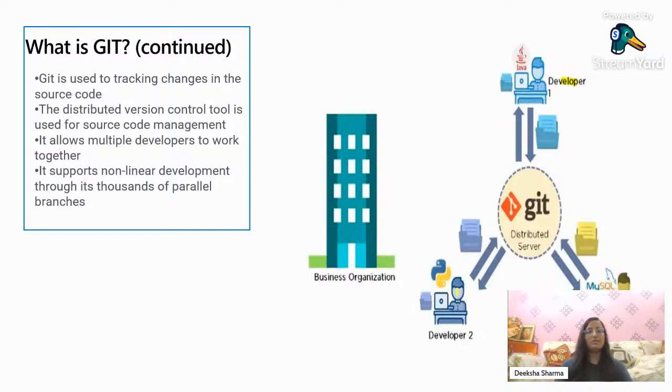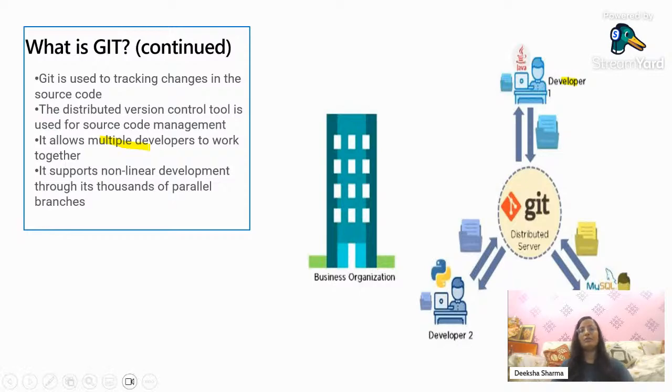So for the entire business organization, if you have a particular repository set up, all the developers with different projects and different languages will put their code in a particular hierarchy. It is used for tracking the changes, and it is basically for version control, where multiple developers can work together or share their code. It also supports non-linear development.